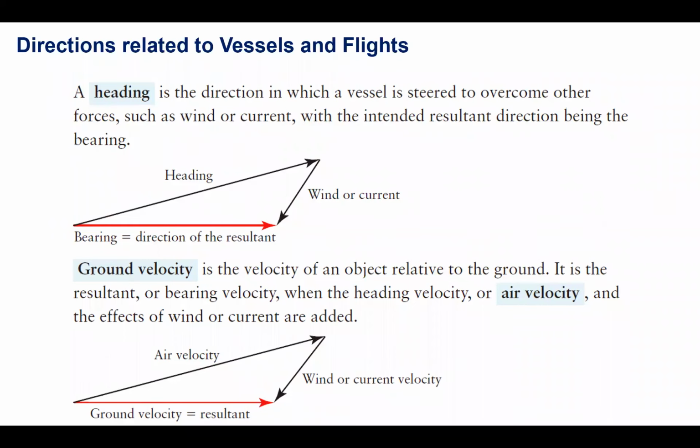In flight, we have the ground velocity, air velocity, and also the wind or current velocity. Ground velocity is the velocity of an object relative to the ground. It is the resultant or bearing velocity. When the heading velocity, or air velocity, and the effects of wind or current are added, again we have the following relationship. The air velocity plus the wind or current velocity equals the resultant velocity, which is called the ground velocity. You understand?